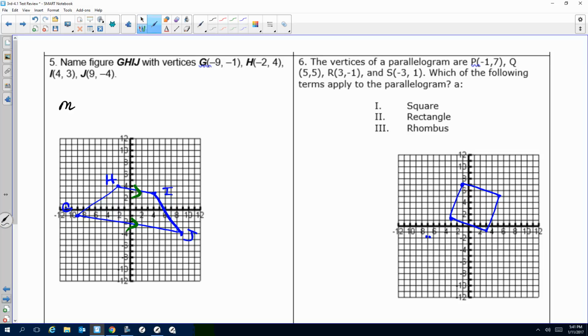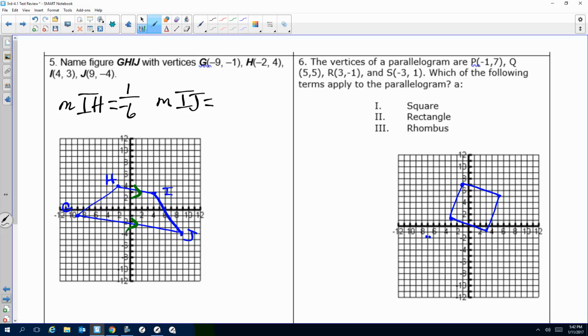So we're going to do the slope of HI again, or IH. It's the same thing. So I to H means I go up 1, and then I'm counting to the left 1, 2, 3, 4, 5, 6. So 1 over negative 6. And then I'm going to look at my slope of IJ.